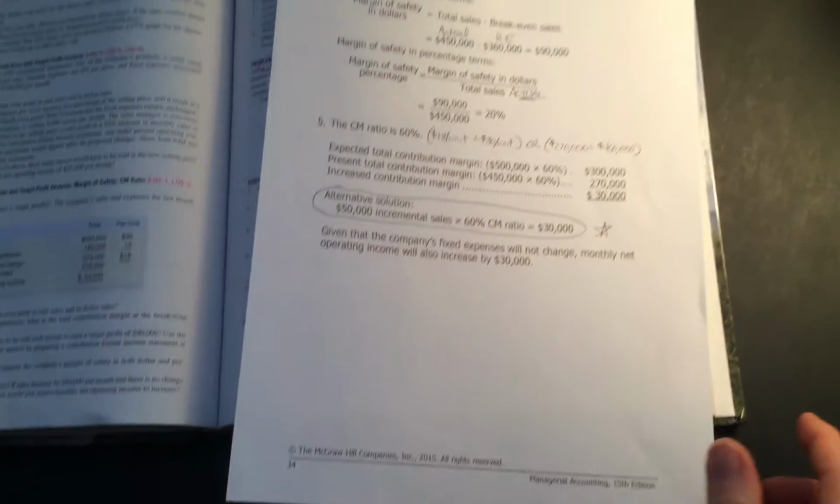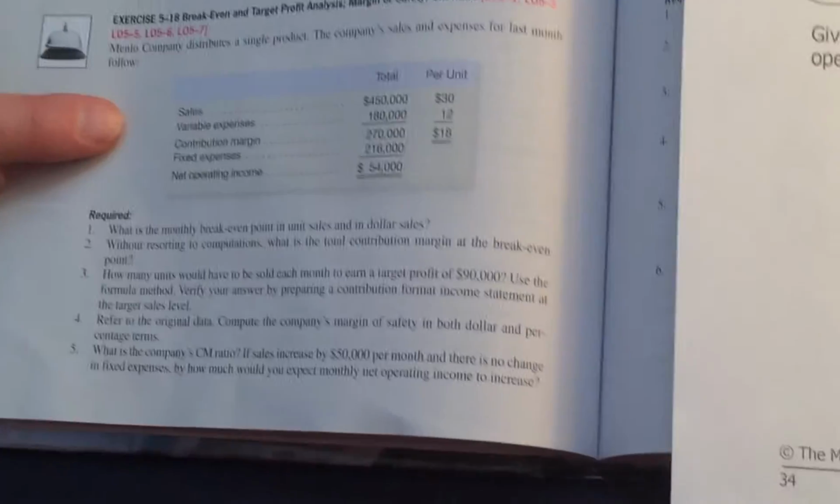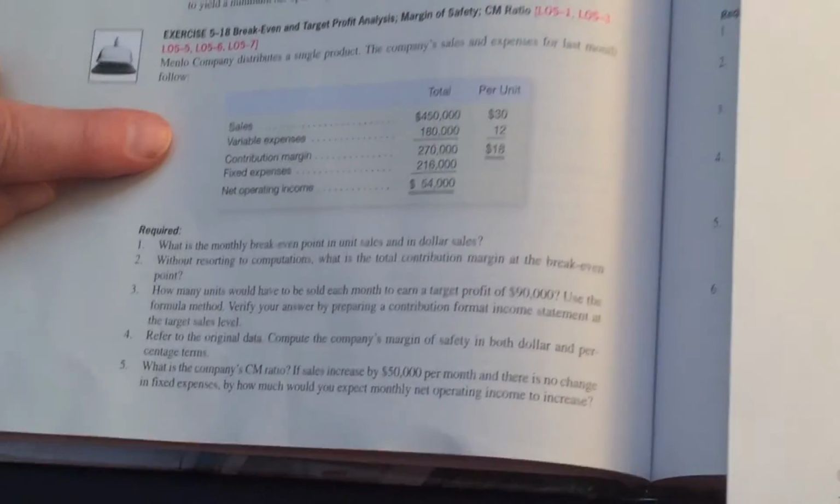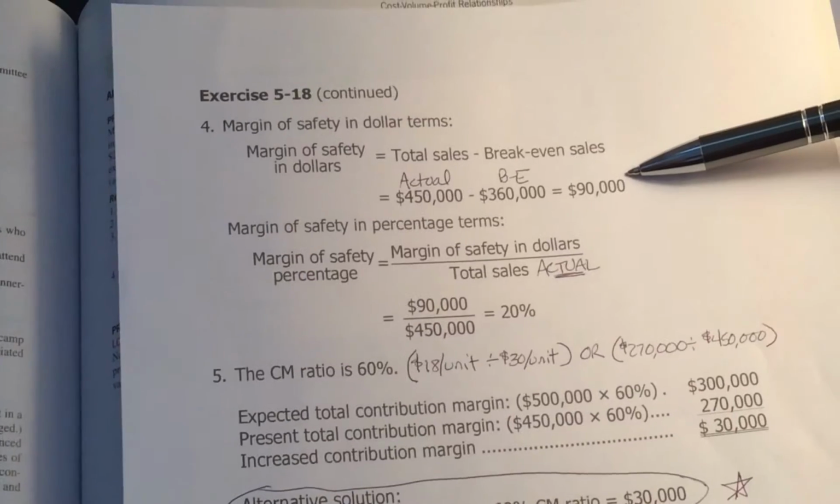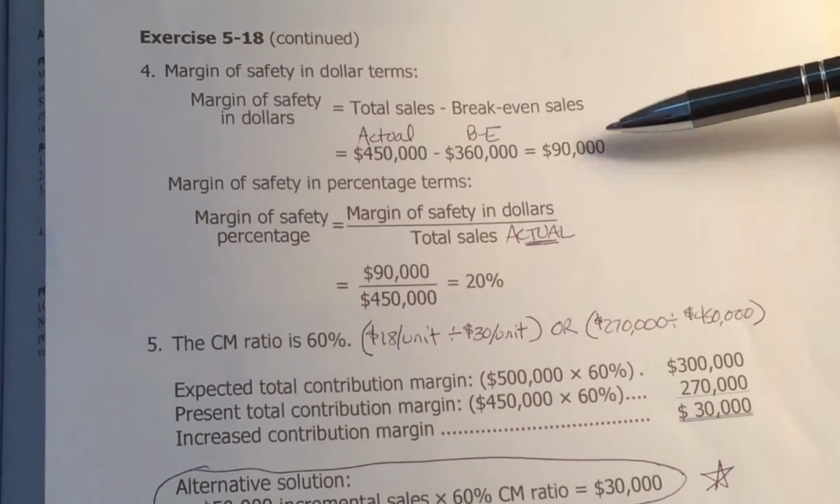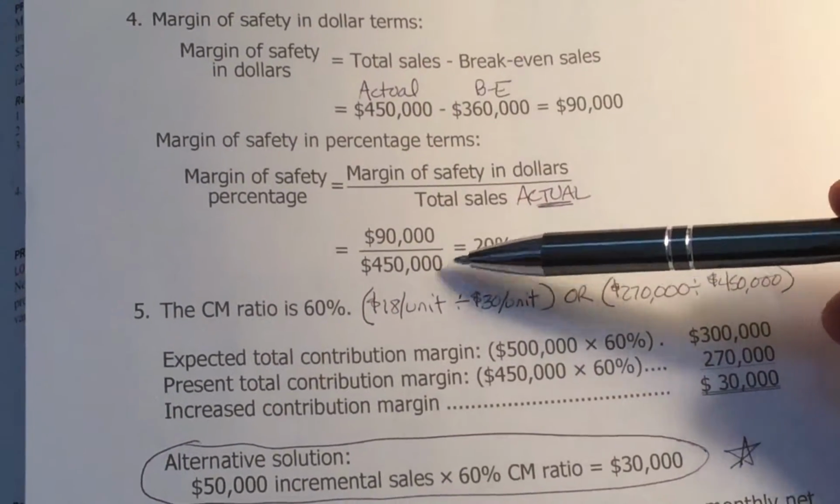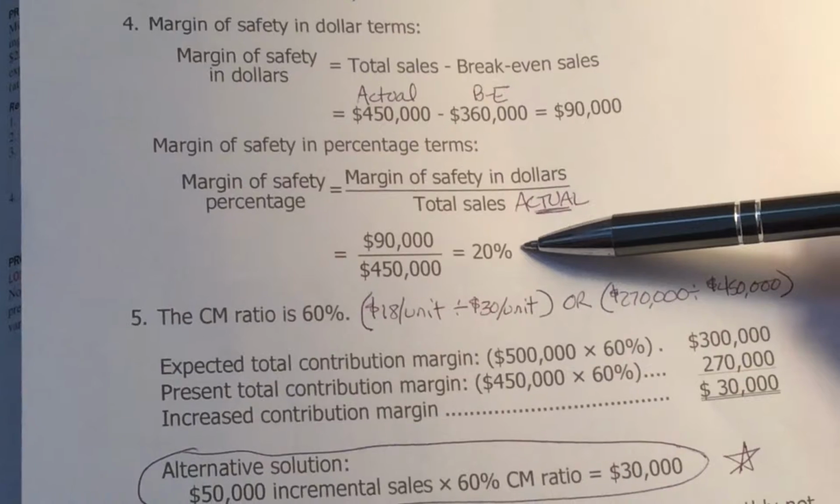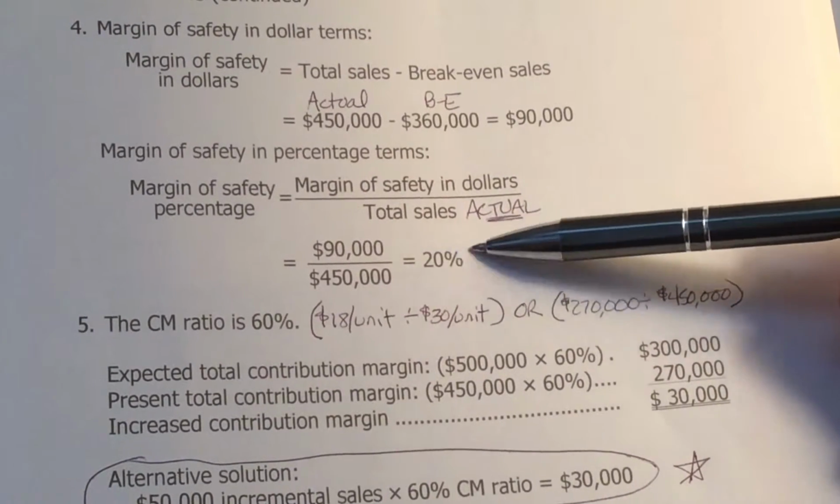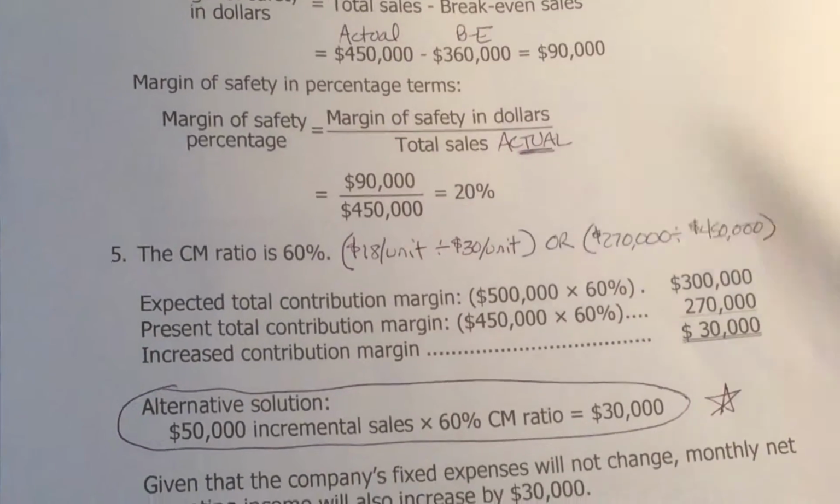Now, margin of safety. Where are we on margin of safety? So in the problem, it tells us our actual sales are 450,000. We've just calculated that break-even sales are 360,000, so our margin of safety is 90,000 in sales. We can express that as a percentage. It's going to be the 90,000 margin of safety divided by the actual sales. How much of our actual sales can we lose before we start losing money? We can lose 20%.